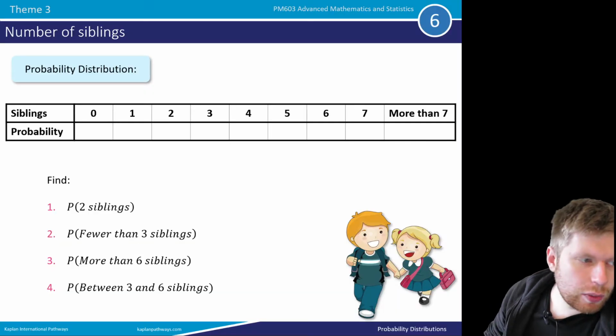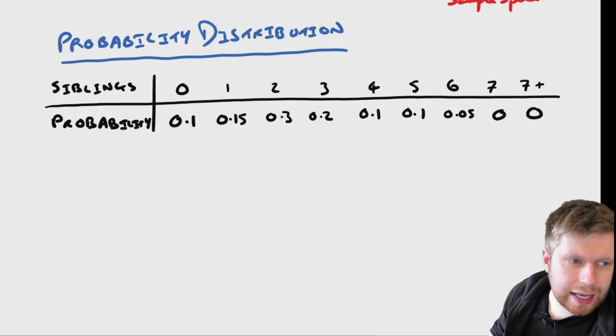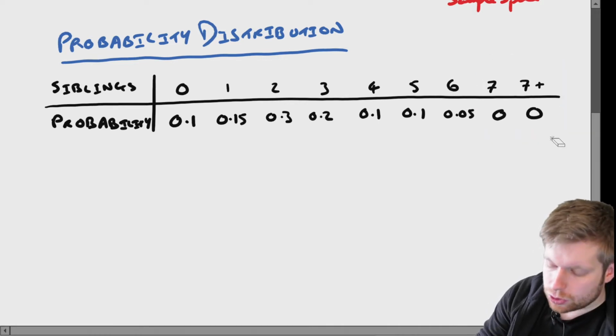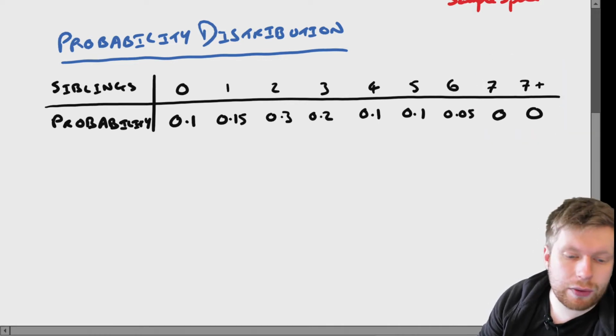Then again, if we deal with more than 6 siblings, well, the probability of selecting somebody with more than 6 siblings is either 7 or more than 7. That's nobody. So that's a probability of 0, right?